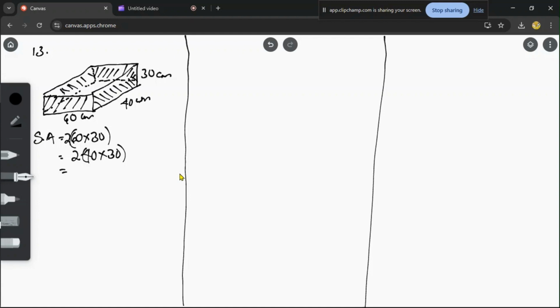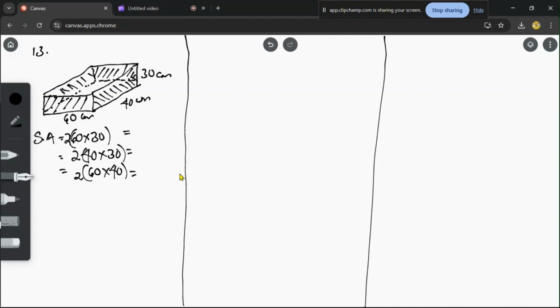The upper part measures 60 by 40, because it is the same as this distance. So I say 60, I multiply by 40. Then the upper part is the same as the bottom, so I multiply by 2. So that I get these answers and I add all of them together.